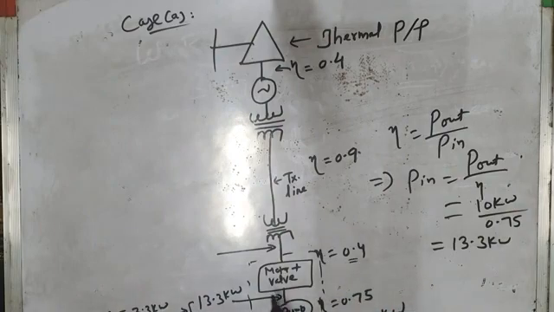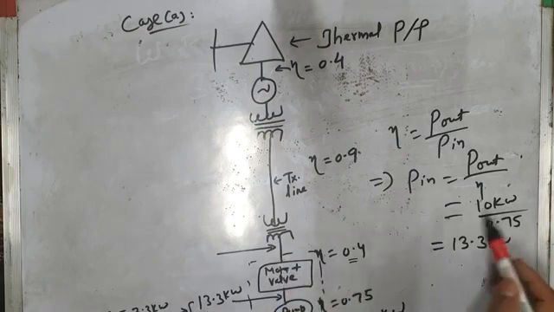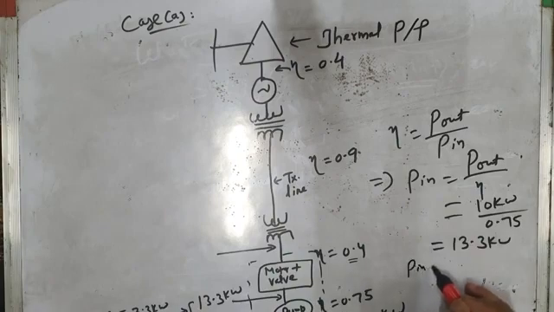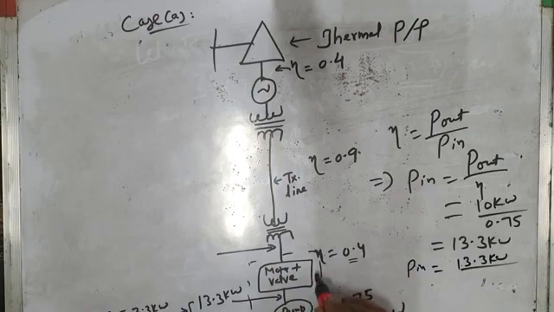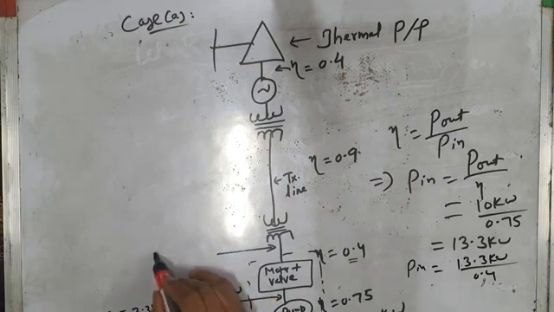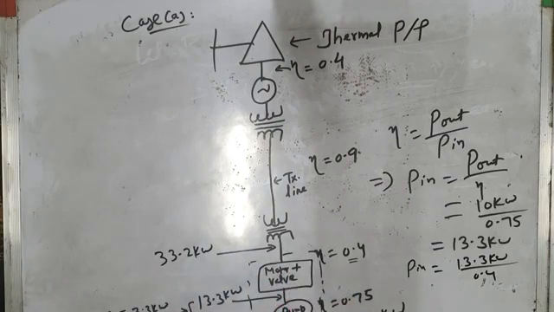So therefore, if output of this motor is 13.3 kilowatts, which is input to the pump, what is input to the motor? Using the same formula, input to the motor is output, which is 13.3 kilowatts, divided by efficiency of motor plus throttling valve, 0.4, and I have already calculated it. It comes out to be 33.2 kilowatts. This is the input to the motor plus throttling valve.